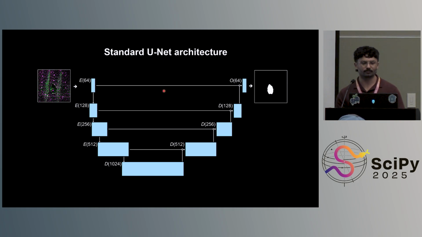And in this diagram, each of these rectangles is essentially a functional block of the network. As we go down the left-hand side, we have the encoder of the network, and this essentially pulls out the image features important for segmentation. And then as we go up the right-hand side, we have the decoder, and this pools together those features and assembles them into the segmentation mask.